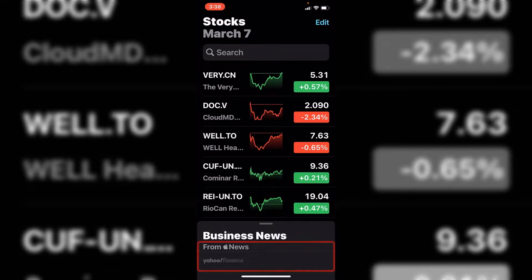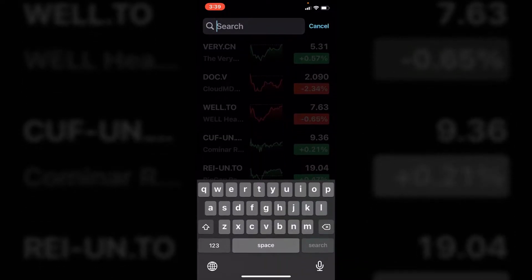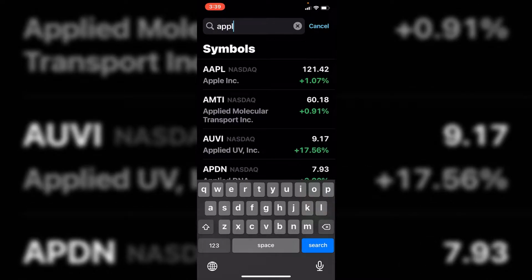Underneath, if you take a look, it says from Apple News and Yahoo Finance, which means that the news it shows is from Apple News, but the financial data is from Yahoo Finance. And on top, it just shows the date, and you can see a search bar. If you touch it, you can search for any ticker symbol or the name of the company. So let's say, for example, we're going to look for Apple.